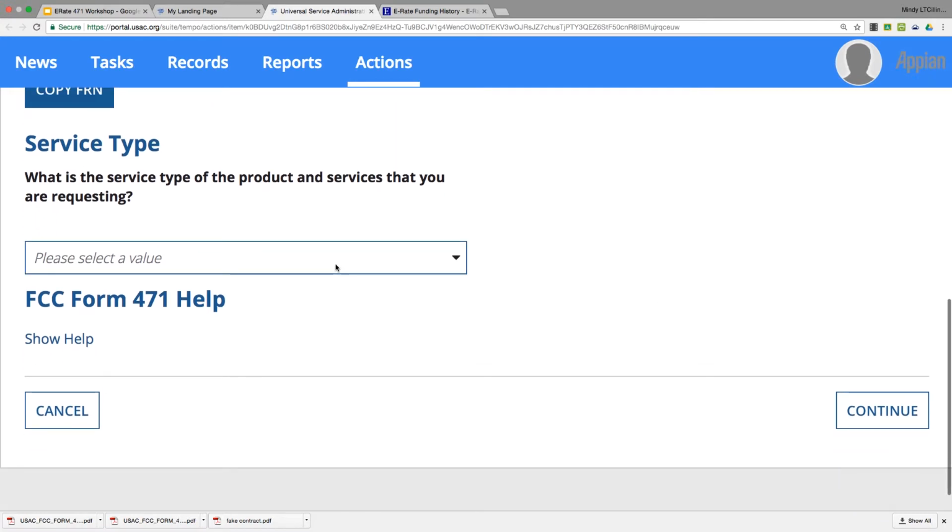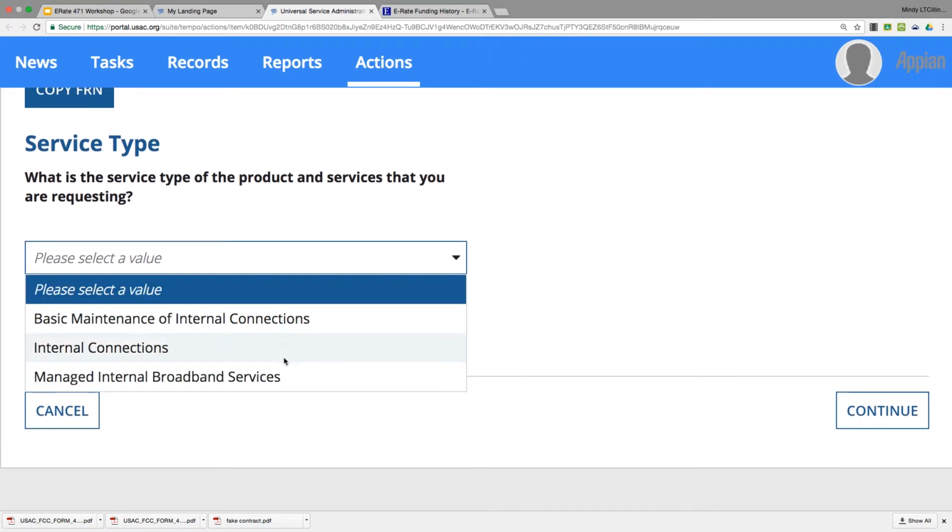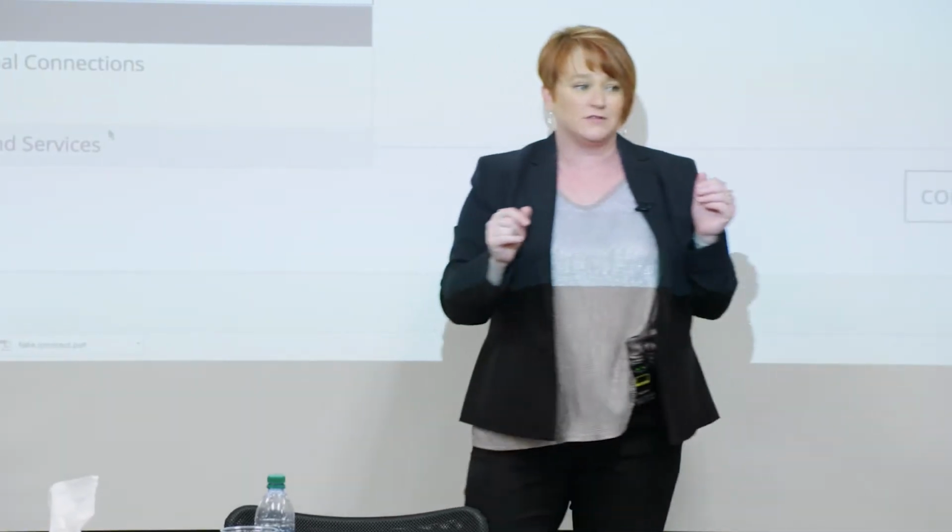So again, the service type here is either internal connections, basic maintenance, or managed internal broadband service. This last one is a paid-for service where a provider would come in and own all of your wireless equipment. And they would own it all, and they would just charge you an annual fee per student. It is an eligible service. Conveniently, it usually runs $25 to $30 per kid per year. But they will come in and take care of everything for you. That is eligible. You can pay for it. There are entire states who operate in that fashion.